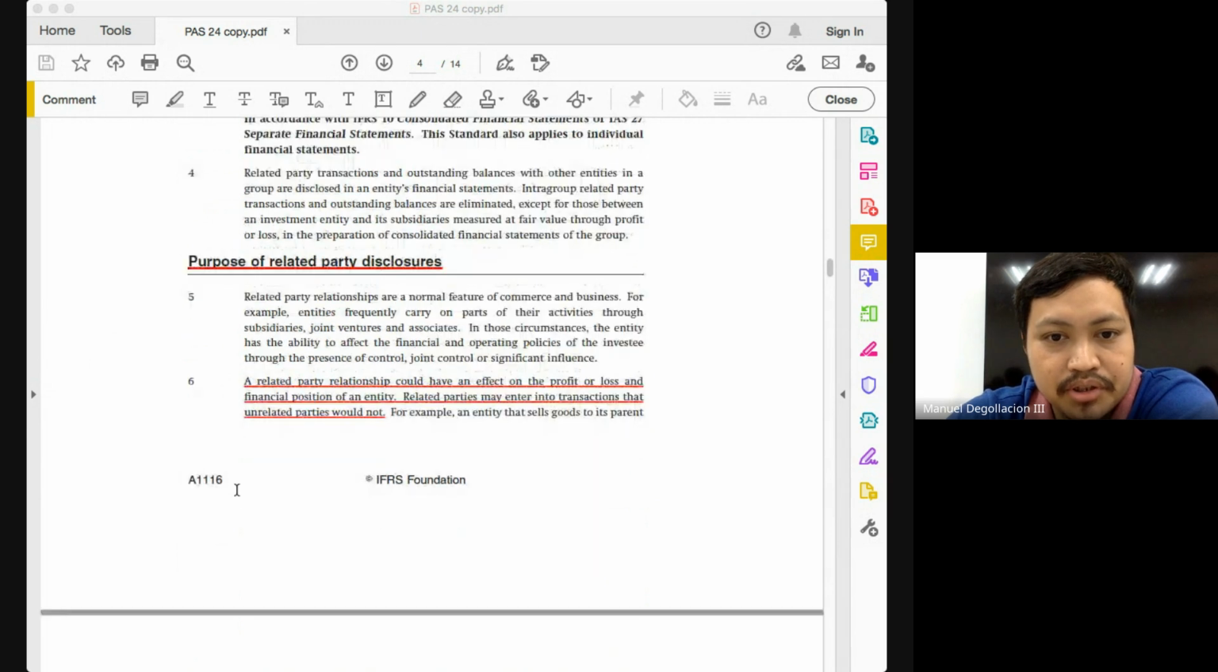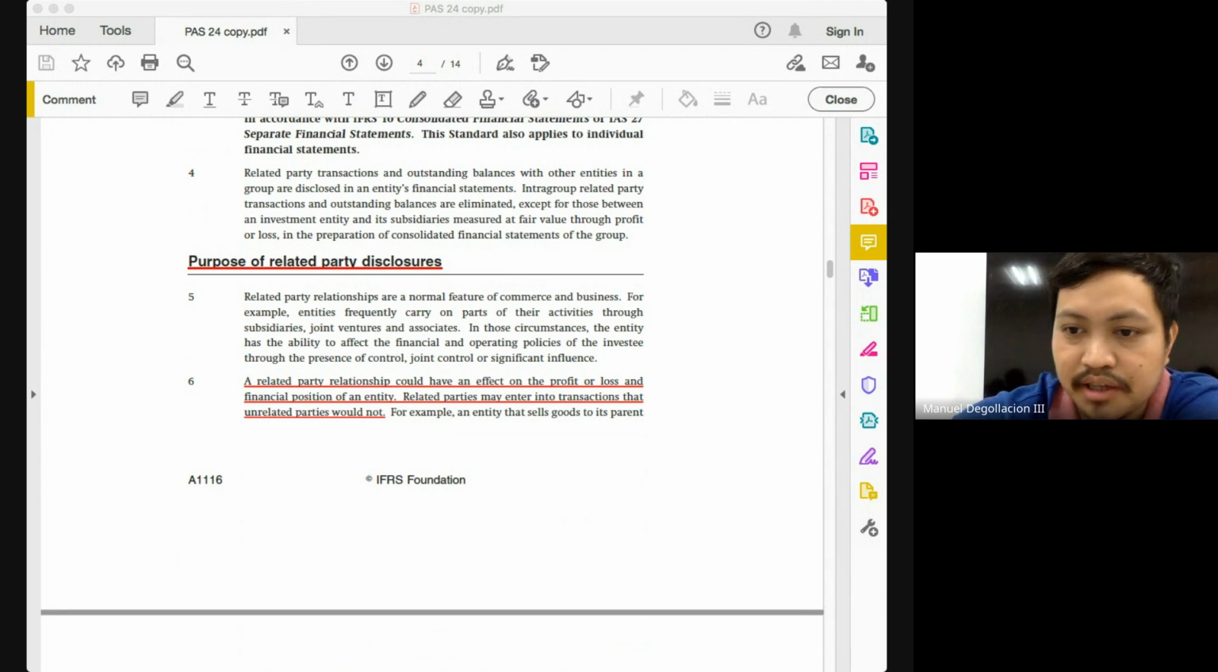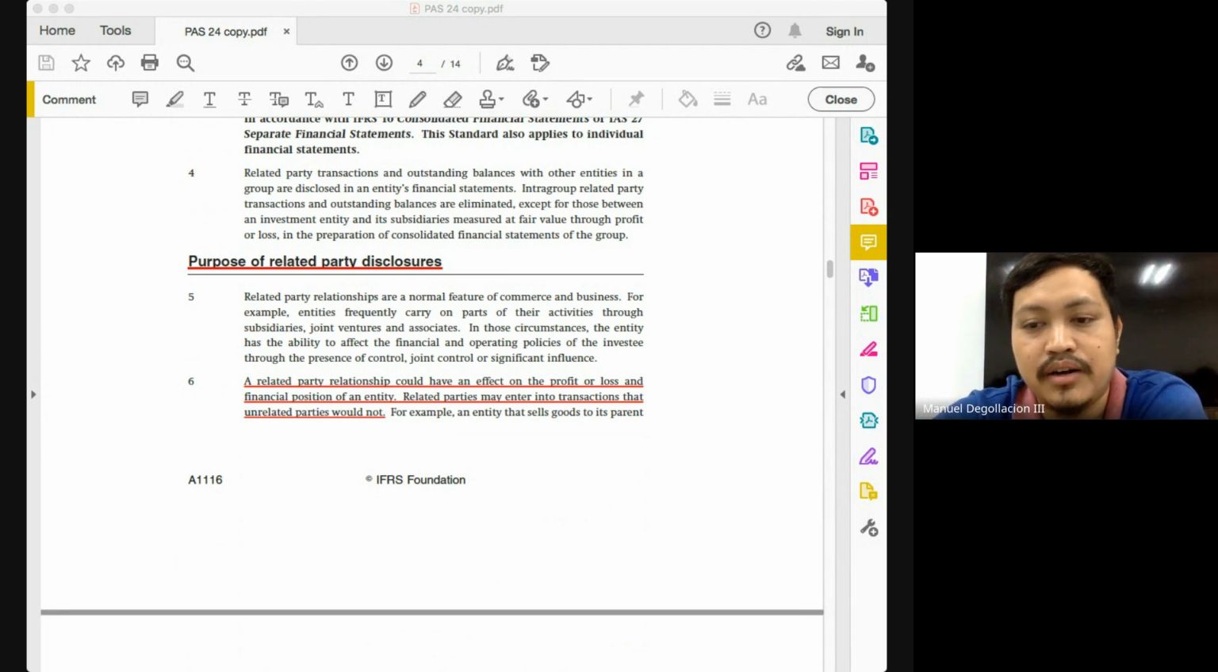Okay, proceeding to the purpose of related party disclosures. This part of the standard class explains why it is important for the financial statement users to be informed of the existence of related parties and related party transactions. Again, I've mentioned that in reading this standard class, one of our key takeaways should be that we would understand the reason why the standard will require disclosures for related parties and related party transactions. Okay, I hope you'll find time to go over this part of the standard class.